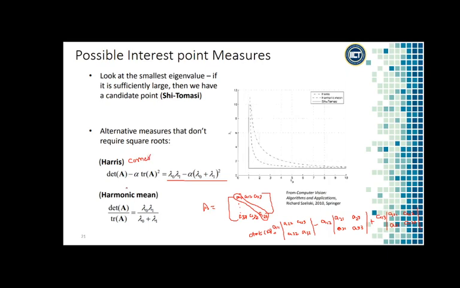Harris coordinates. And if you use this division, which is the determinant of A divided by the trace of A, it is considered to be the harmonic mean. And the performance of the harmonic mean and Harris is shown here.